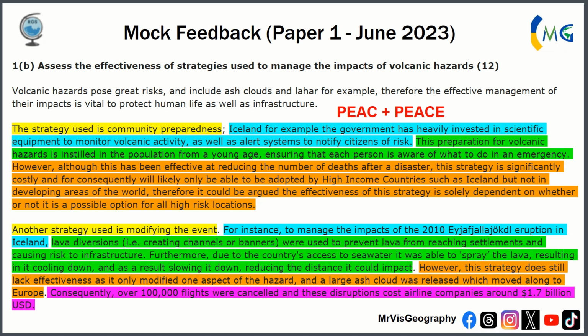Overall, this is a really good answer. I awarded it 10 marks, mainly because I think the explanation is missing in the first PEEL paragraph. The explanation in the second PEEL paragraph is a little bit short, and the analysis in the first paragraph is a little bit short too. But there's some really good knowledge here. They use words like modifying the event. They didn't use modifying the vulnerability, but they use the word preparedness. It's a really solid all-round question and answer.